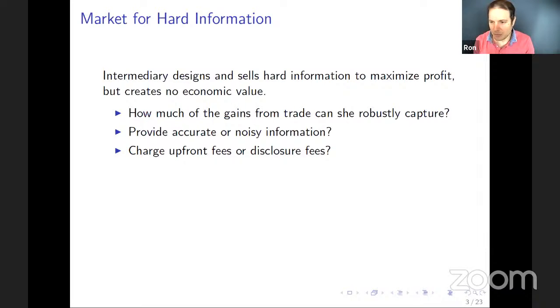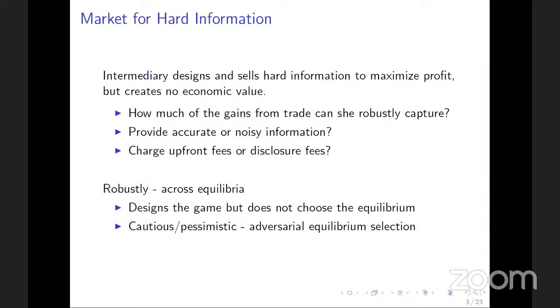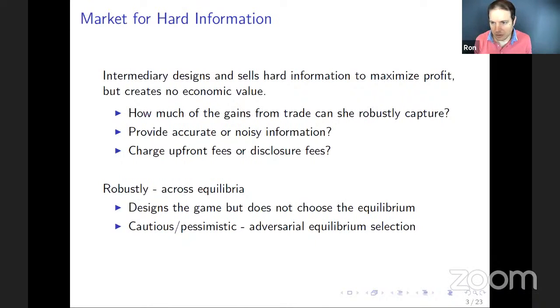The next slide will be the model, so it'll become formal very quickly. But let me just say two words on what we mean by robustly. What we mean by robustly in this paper is across equilibria. So the point of view that we're going to take is that this information intermediary is going to be able to design this information provision setting that will lead to a game between the agent and the party it's going to interact with.